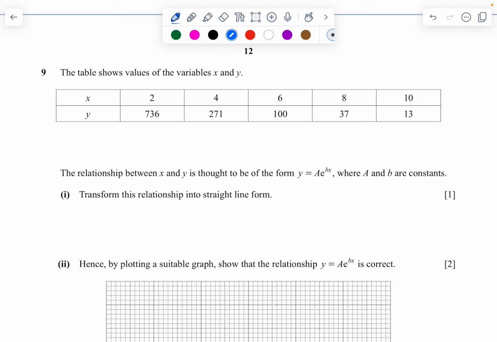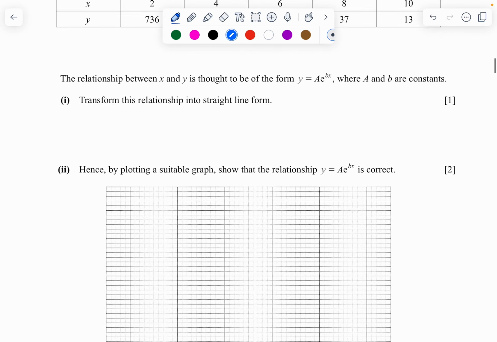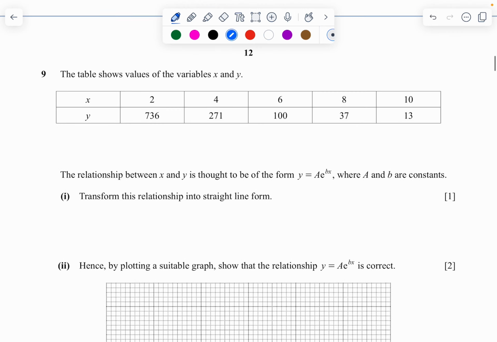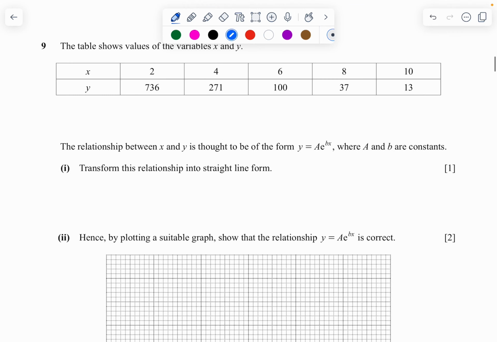Okay, so question number 9, the relationship between x and y is given in this form. All right, so now transform this relationship into the straight line form.